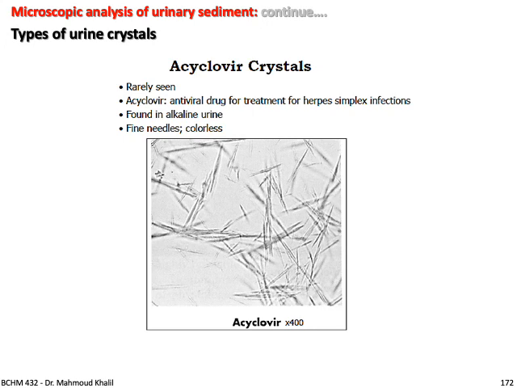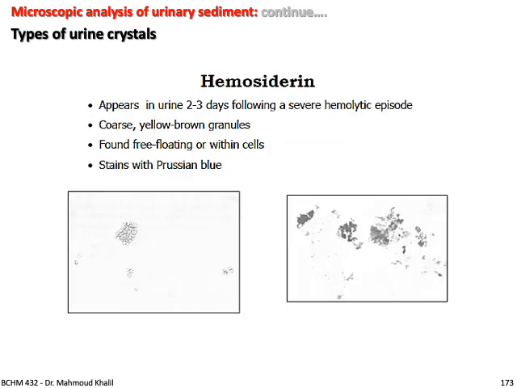Acyclovir crystals are rarely seen. This is based on the drug, an antiviral drug for treatment of herpes simplex infection, found in alkaline urine, and they are fine needles and colorless. Hemosiderin crystals appear in the urine two to three days following a severe hemolytic episode. They are coarse yellow-brown granules, found free floating or within cells, stained with a dye called Prussian blue.